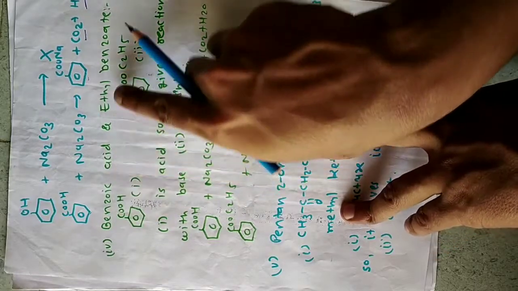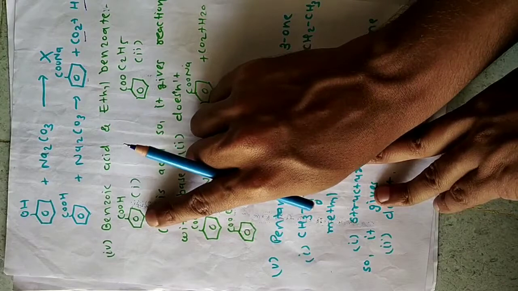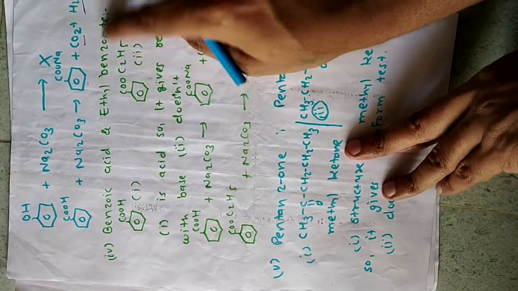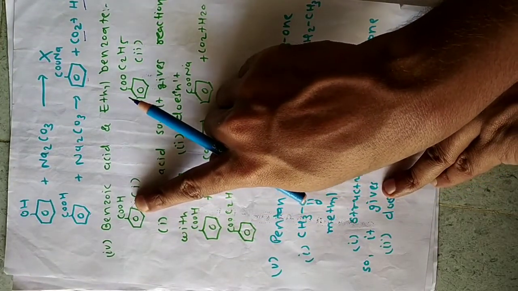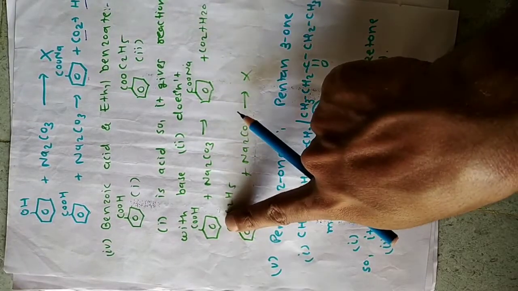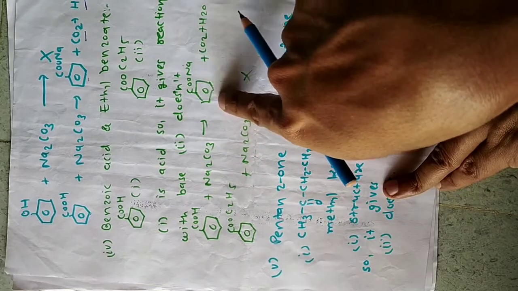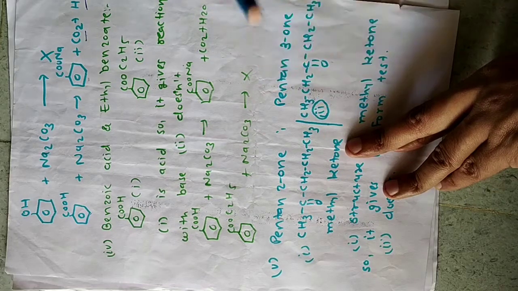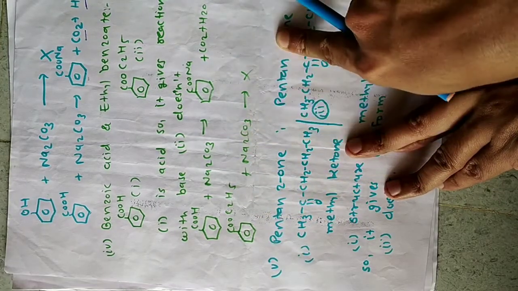Next one is benzoic acid and ethyl benzoate. So you can see the first structure is a carboxylic acid, the second structure is an ester group. So the first structure is an acid, so it will react with base. You can see the same reaction as above. Benzoic acid when it reacts with sodium carbonate gives sodium benzoate plus carbon dioxide gas plus water molecule. But an ester molecule does not react with base.